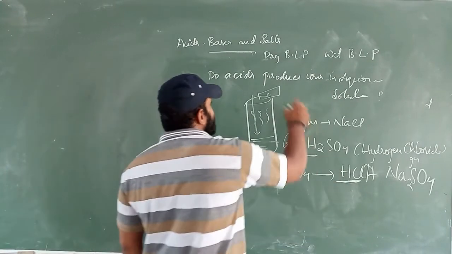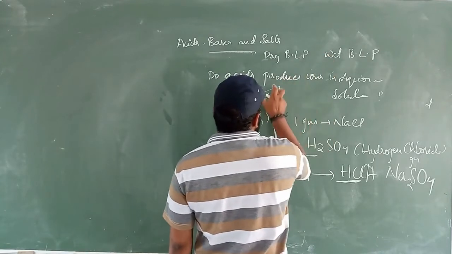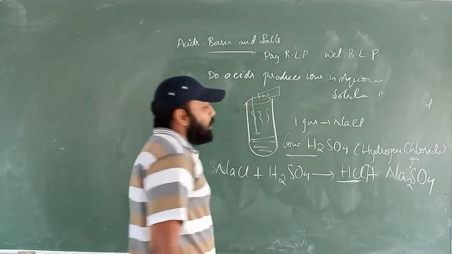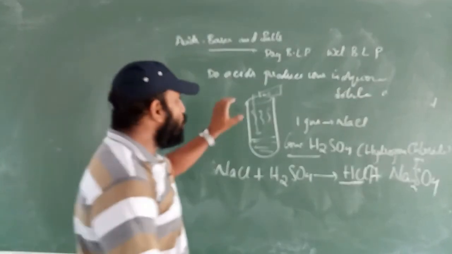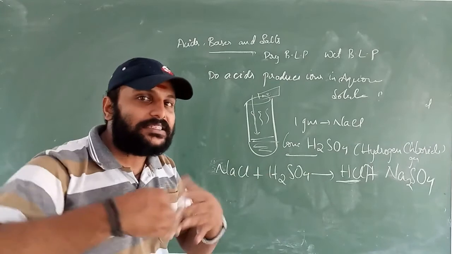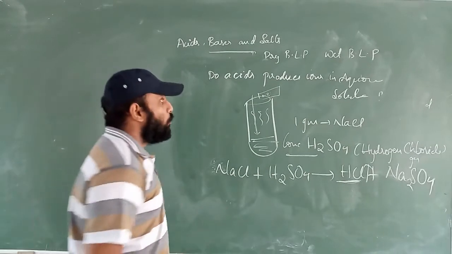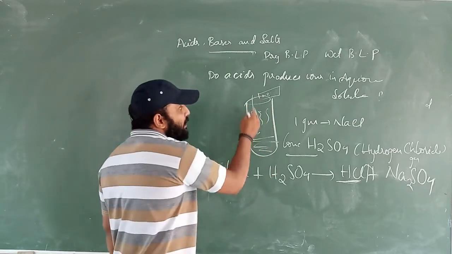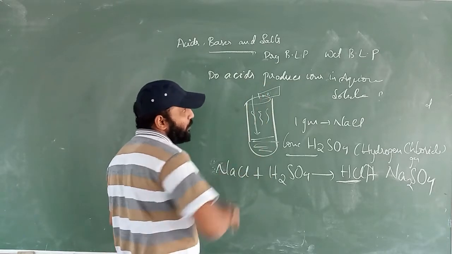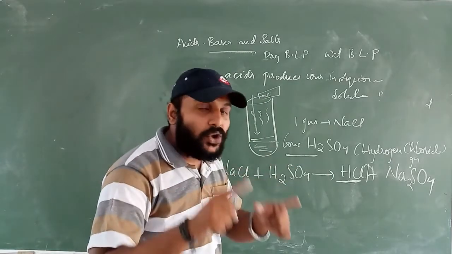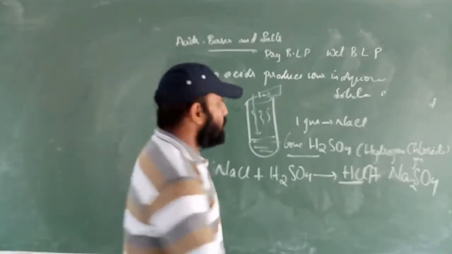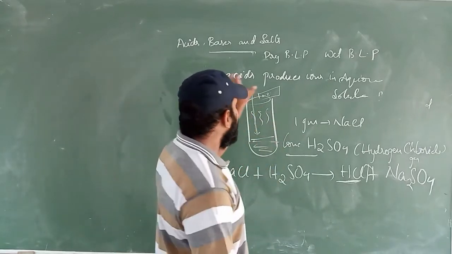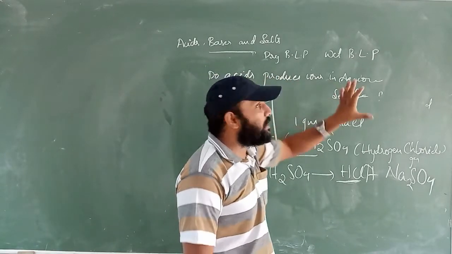But when, in place of dry blue litmus paper, I keep a wet blue litmus paper, the color is changing to red. Here we can understand that when the gas gets mixed with water, then only dissociation will take place. Then only is the hydrogen ion produced. So understood? Our aim is to show that acids produce ions in aqueous solution.